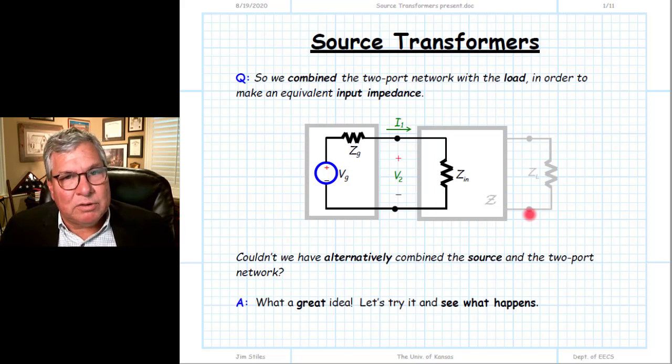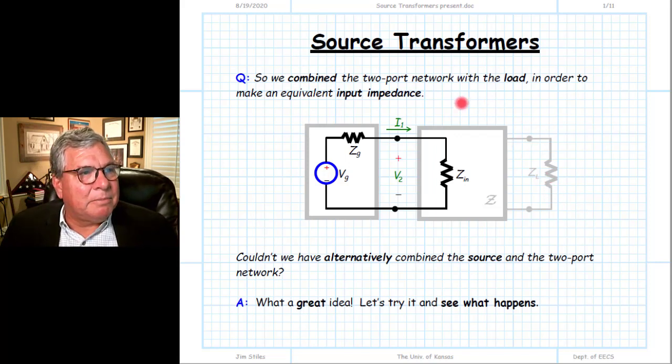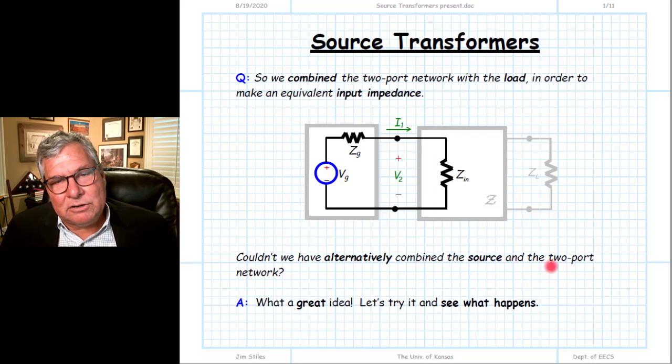Well, one thing we could do there is a similar kind of procedure. We draw a line right here at the output port of our two-port device between the two-port device and the load. And we say, all right, everything to the right is an equivalent circuit. Of course, we already know what that is. That's ZL. That is the equivalent circuit to everything to the right. And then we're going to come up with an equivalent circuit to everything to the left.